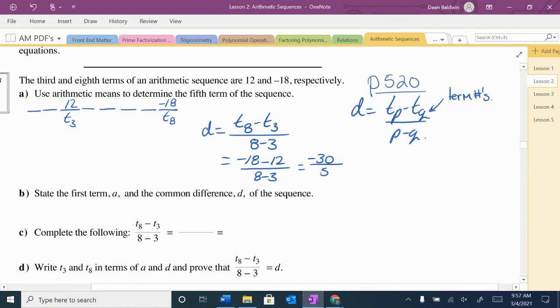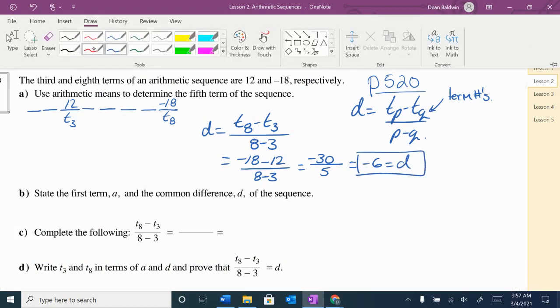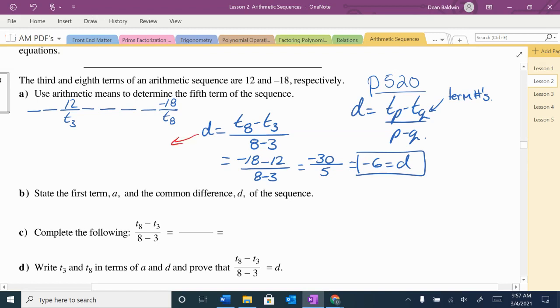And then 8 minus 3 is 5. Negative 30 divided by 5 is negative 6. That is your D value. And just to show you, it doesn't matter what order. If I went 12 minus negative 18, and then 3 minus 8. 12 minus negative 18 is 30. 3 minus 8 is negative 5. I get D is negative 6. So you get the same.